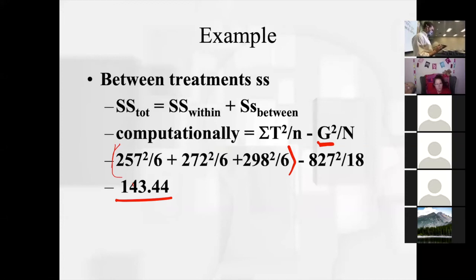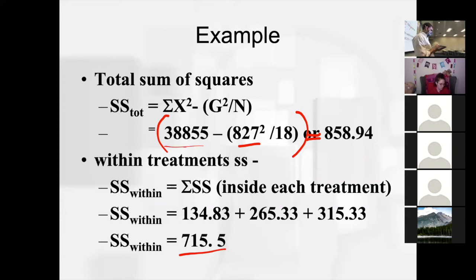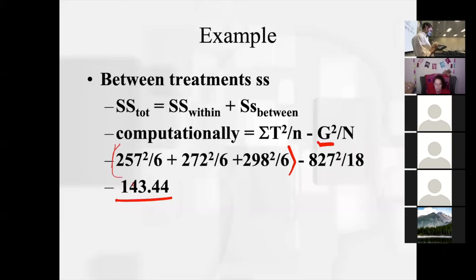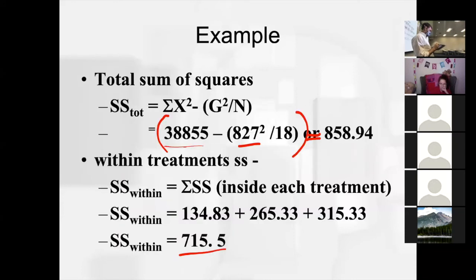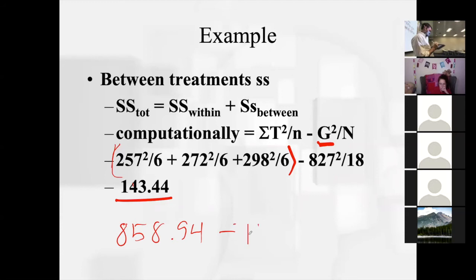I could do a little sanity check here. So I could say my sum of squares total was 858.94. So 858.94 minus the sum of squares within, 715.5. And when I do that, I get, in fact, 143.44. Two different avenues of approach there, giving the same answer.